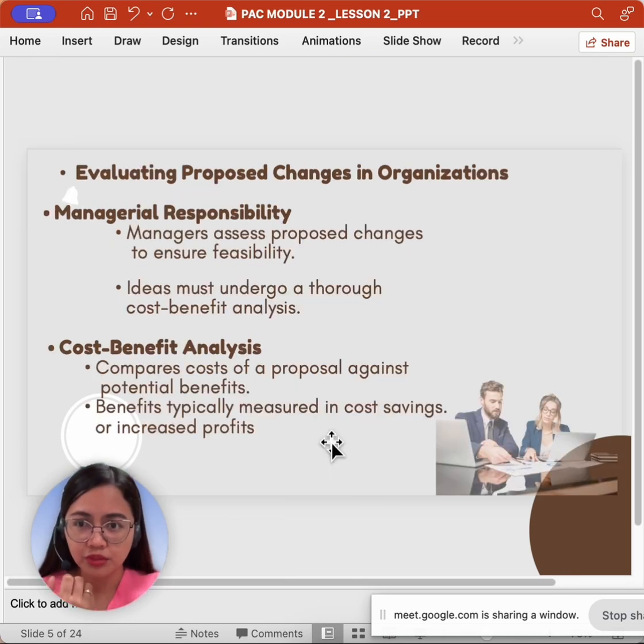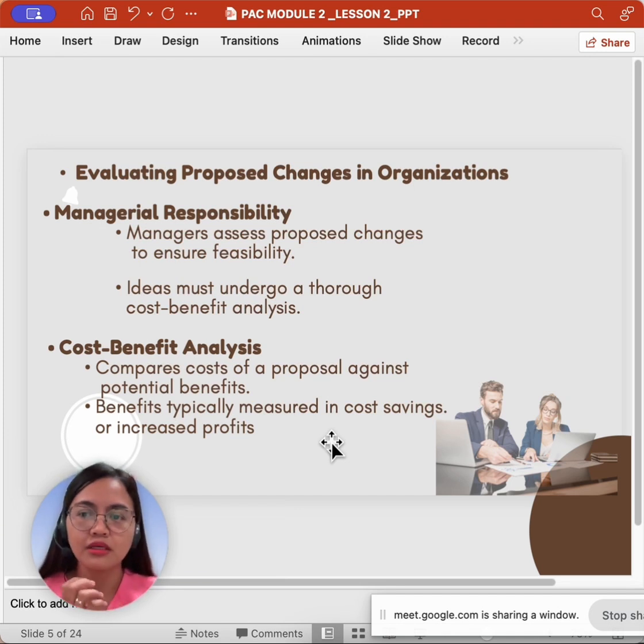And so, evaluating proposed changes in organizations. Managers have responsibilities. Managers assess proposed changes to measure feasibility. Ideas must undergo a thorough cost-benefit analysis. So for every proposed change, the manager is responsible for making sure it is feasible, and it must undergo a thorough evaluation through cost-benefit analysis.